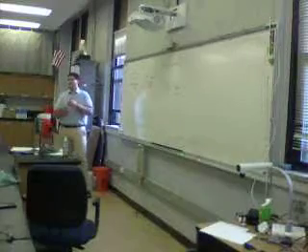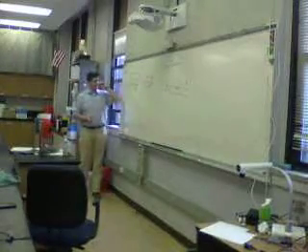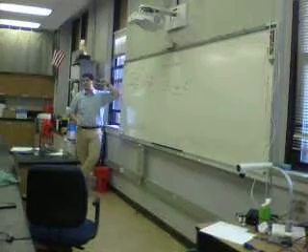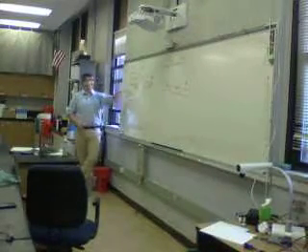Alright, so let's do this here. We have the mass of 50 kilograms, acceleration is 1.5 meters per second squared up. I want to know, what does the scale read?